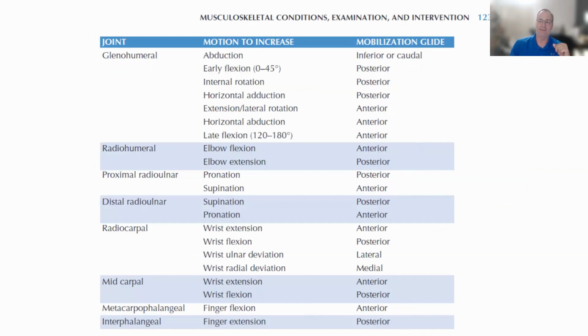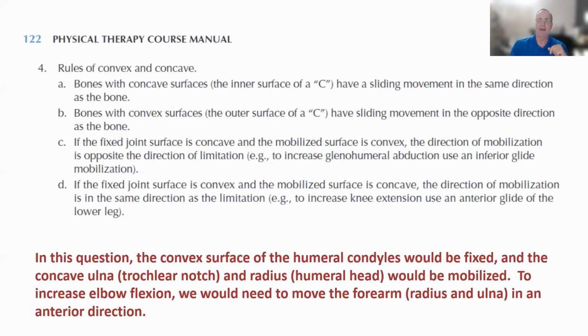So you've got that information in the course manual. It's available to you if you've taken our prep course. If not, we're going to come back to the rules of convex and concave. And on this question, the convex surface of the humeral condyles would be fixed, and the concave ulna, the trochlear notch, or the radial head, kind of a shallow depression there, would be mobilized. So to increase flexion, we're going to move the forearm, the radius and ulna, in an anterior direction.